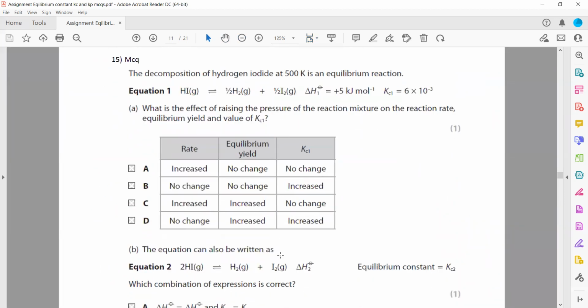So question 15, part B, the main doubt, but I will discuss both parts. The decomposition of hydrogen iodide at 500 Kelvin in an equilibrium reaction. What is the effect of raising the pressure of the reaction mixture on the reaction rate, equilibrium yield, and the value for Kc? First thing, remember the value of the Kc or Kp is only affected by temperature.